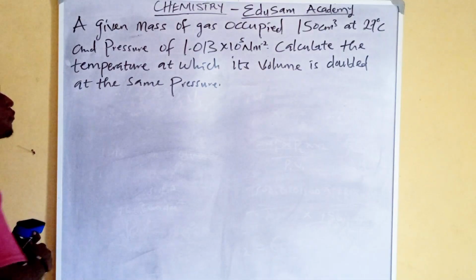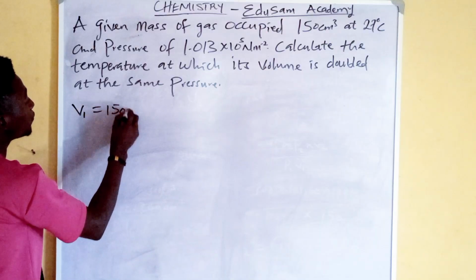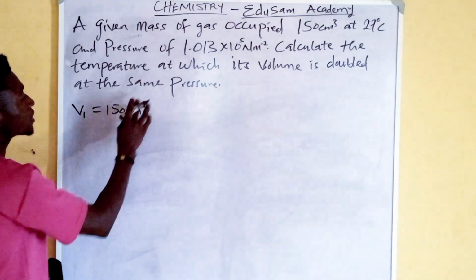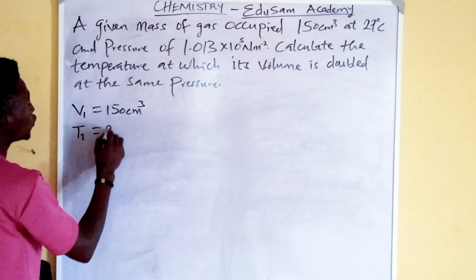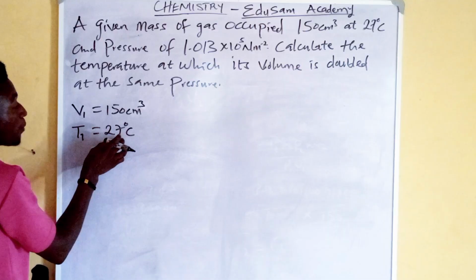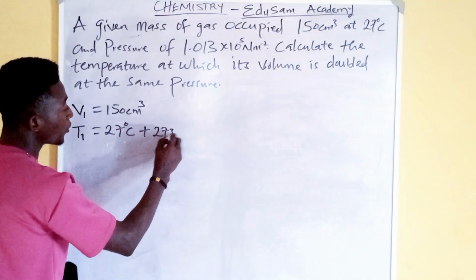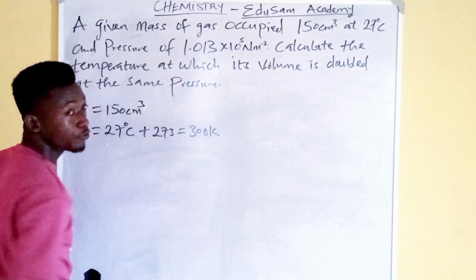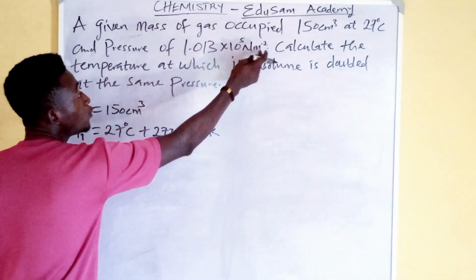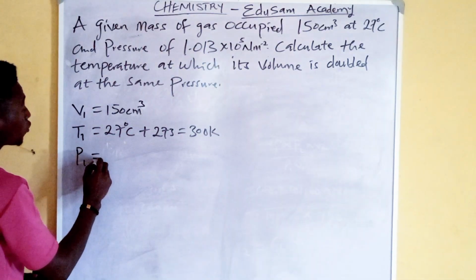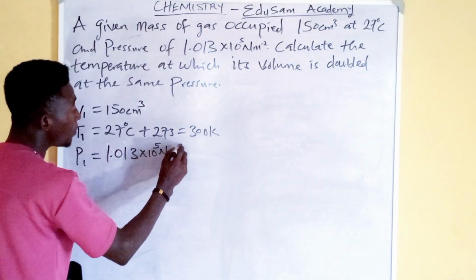They said a given mass of gas occupied 150 cm³, which is my volume V1 equals 150 cm³ at 27 degrees Celsius. That is my T1 equals 27 degrees Celsius. But I'm going to convert this temperature to standard temperature, by adding 273, giving me 300 Kelvin. Now, pressure of 1.013 times 10 raised to power 5 Newton per meter square, which is my P1, equals 1.013 times 10 raised to power 5 Newton per meter square.